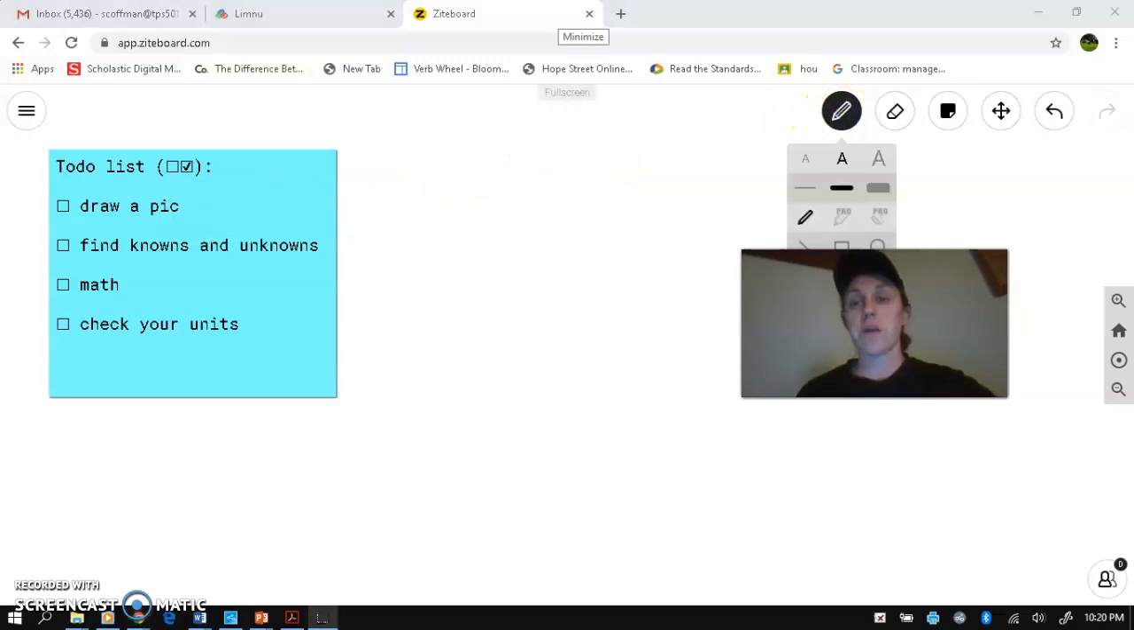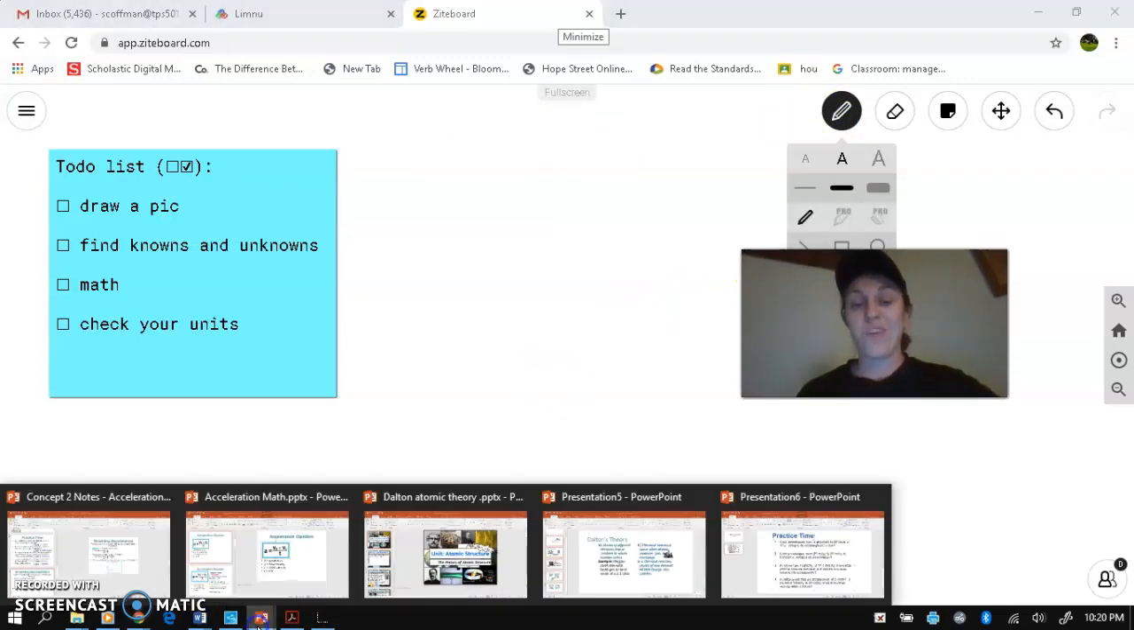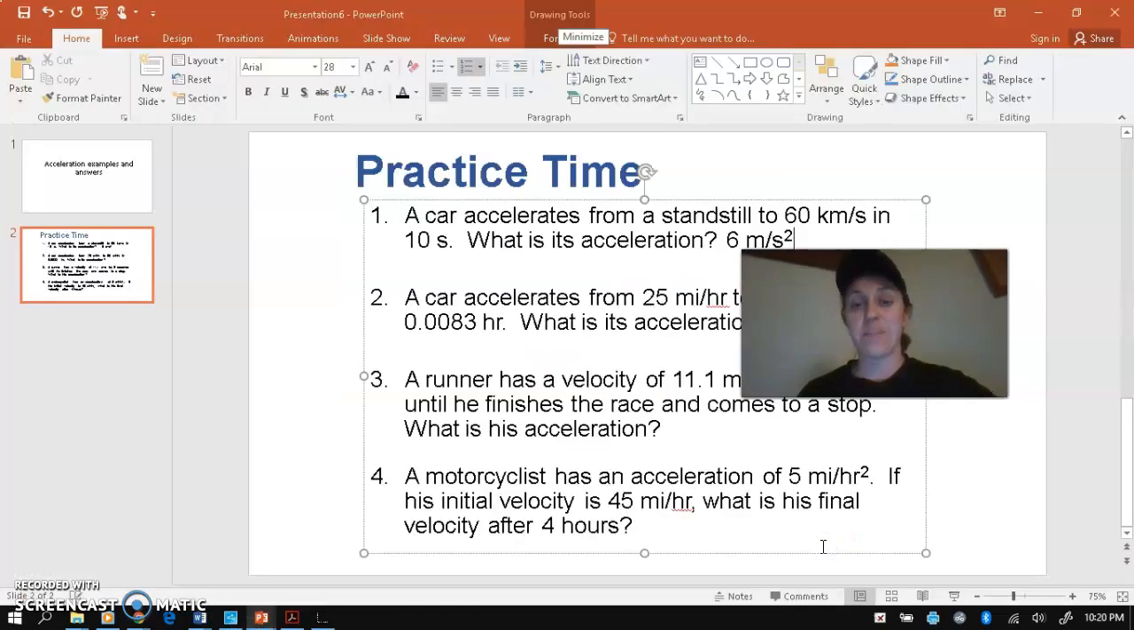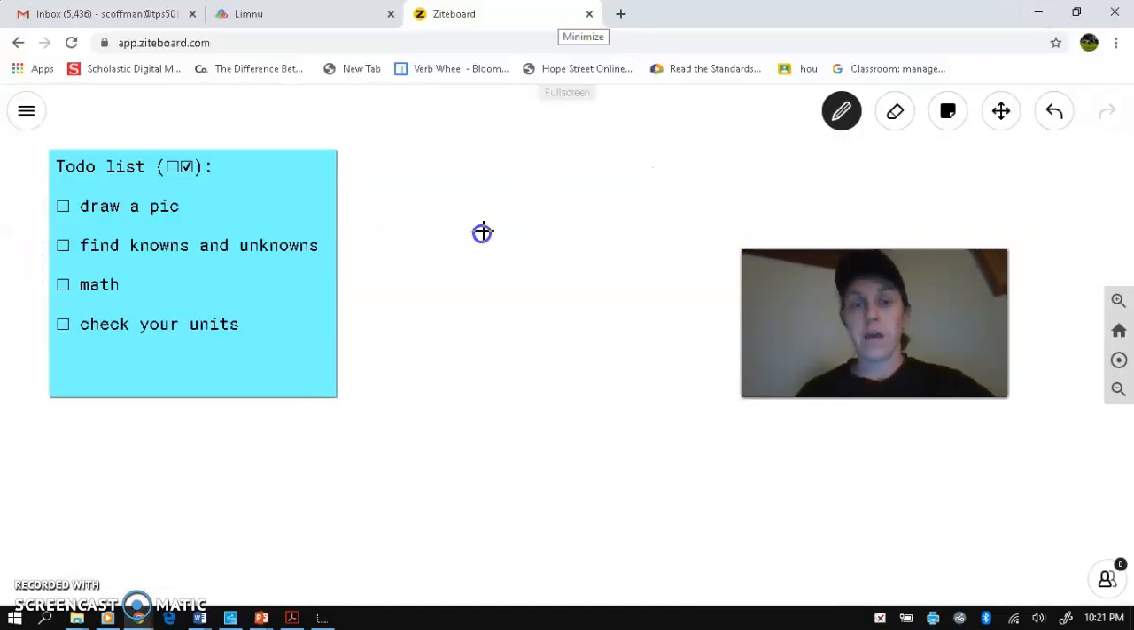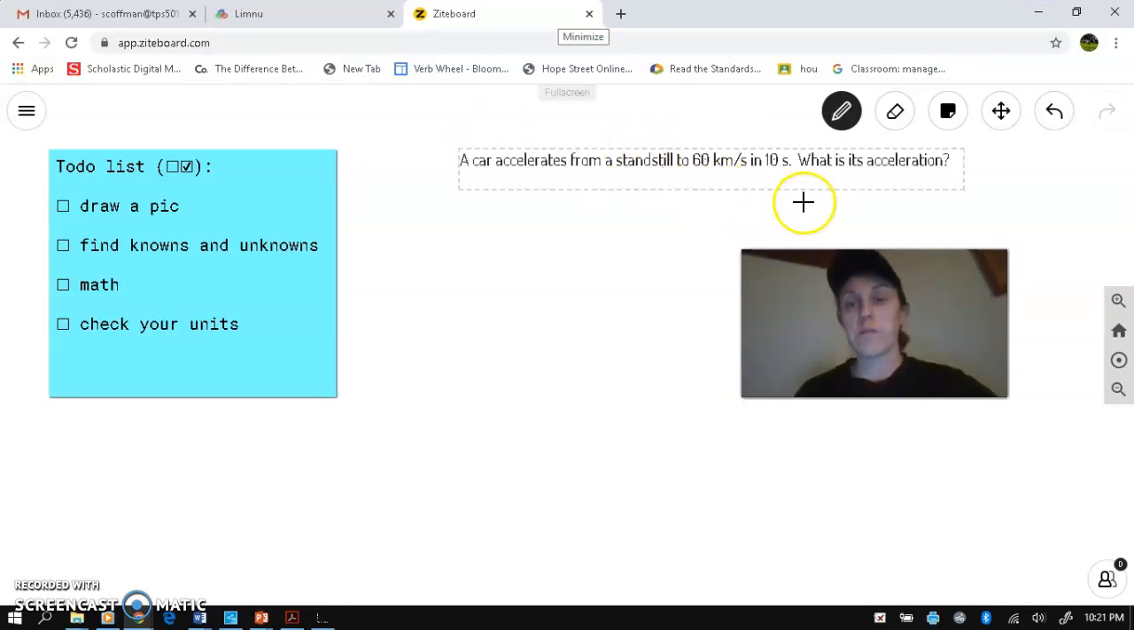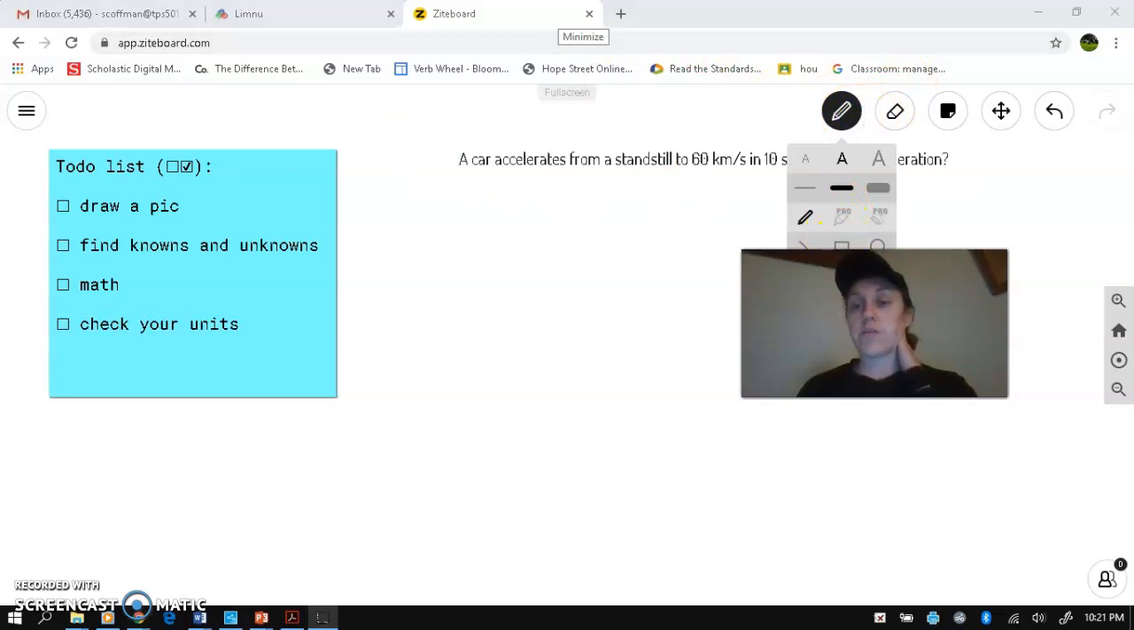So I'm going to make this guy blue. And it would be really nice if I actually had the problems. There's the problem sets. Okay. So the first one is right here. Copy. And I'm going to paste it right here. Okay. So what we need to do is establish what is going on in this problem. So the first thing that you guys need to do is draw a picture. So I'm going to go ahead and check it off even though I'm not done.